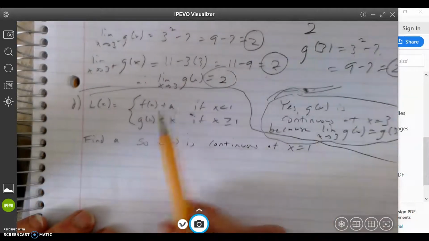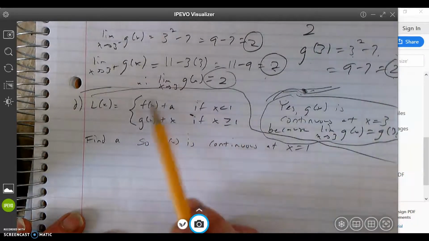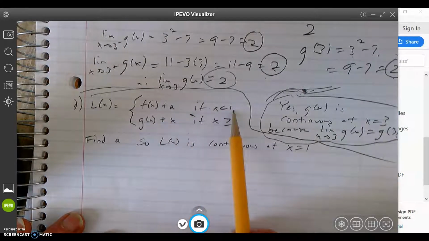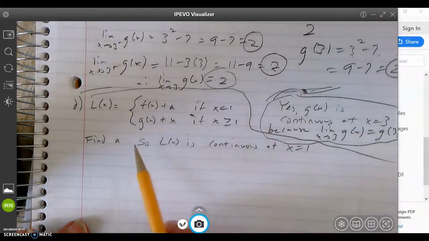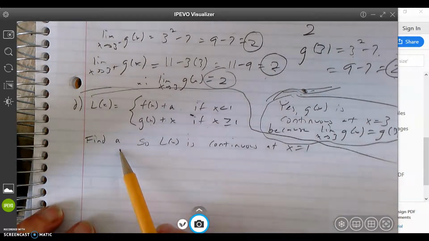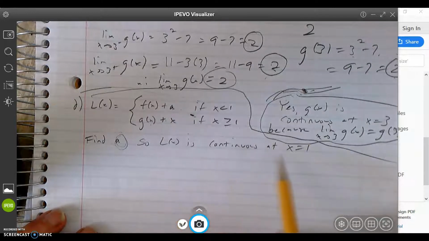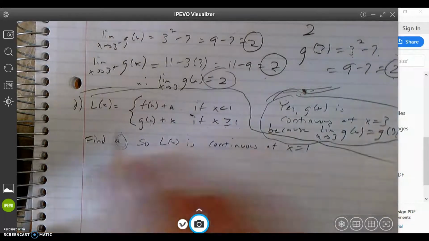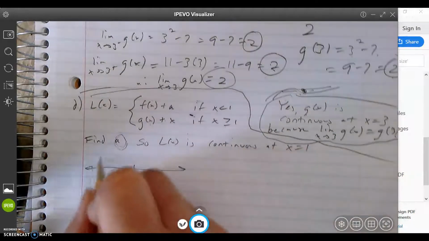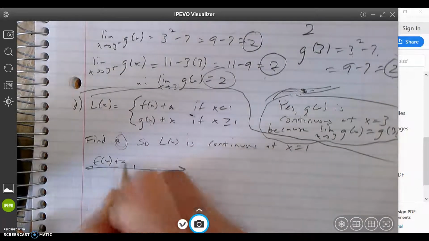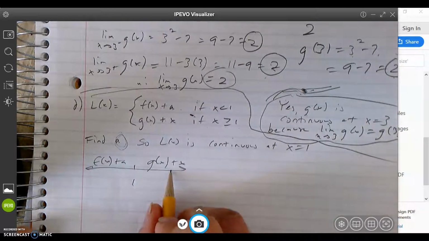All right, here's part D. L of x equals this weird function: f of x plus a if x is less than 1, and g of x plus x if x is greater than or equal to 1. Find a. L of x is continuous at x equals 1.